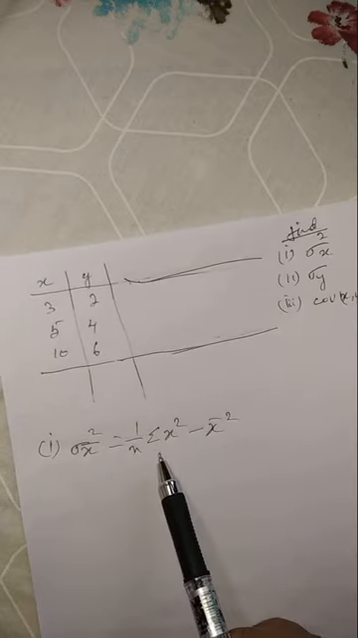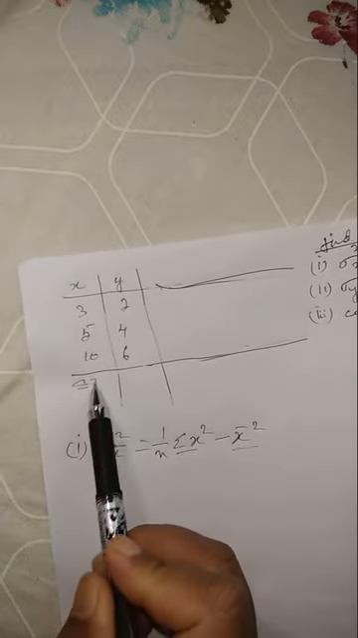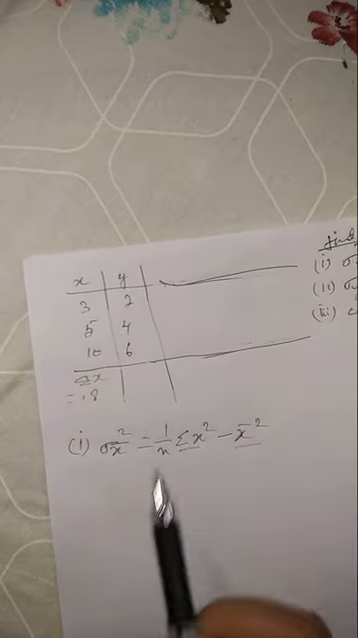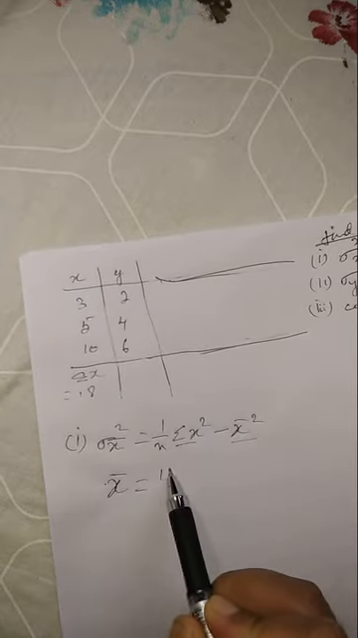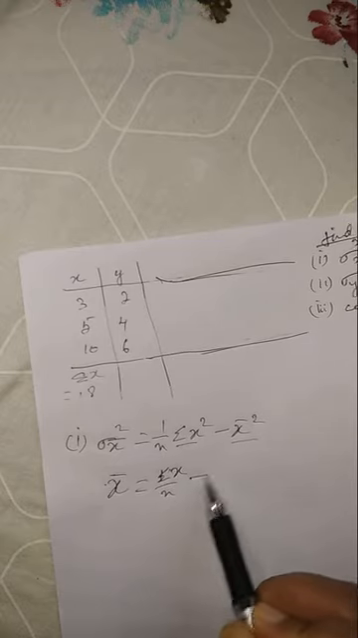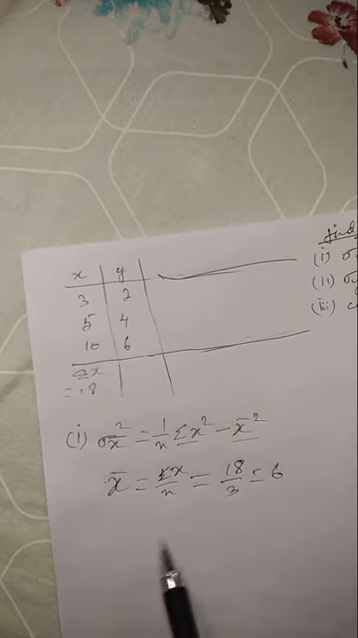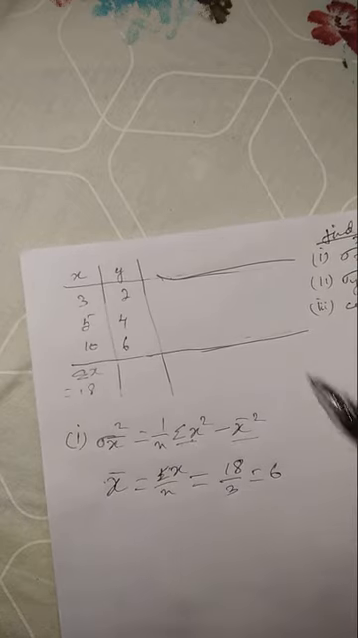What the formula needs is summation x square and x bar square. So let us first find x bar. Summation x is equal to 18, so x bar equal to summation x by n, which is equal to 18 by 3, since n is equal to 3, which is equal to 6, isn't it? X bar we have got, now we need x square. So let's do x square.